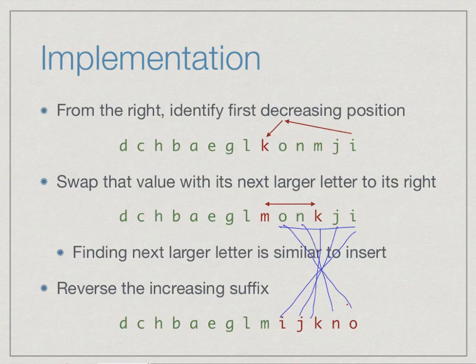Once we find such a position, we find which letter to swap it with by doing the equivalent of the search that we do for insertion sort. So we do an insert kind of thing, find the position, in this case M, to swap with K. After swapping it, we take the suffix after the new letter we put, namely M, and we reverse it to get the smallest permutation starting with that letter M.